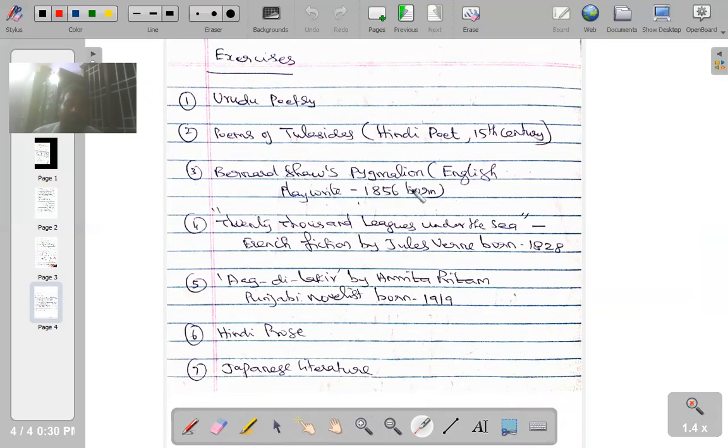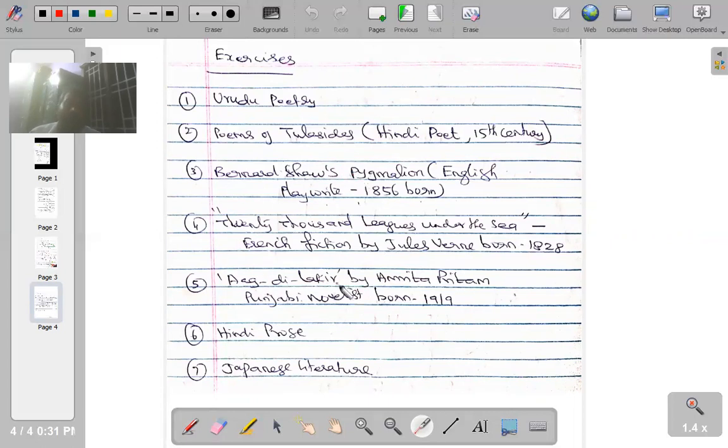Then Bernard Shaw's Pygmalion. It is English literature. Pygmalion is a drama. The year of birth of the author is 1856. Then 20,000 Leagues Under the Sea is a fiction written by Jules Verne, who was born in 1828. So we know the language. It is a French fiction. It is written by an author who was born in 1828. The name of the book is 20,000 Leagues Under the Sea, and the first letter is T. Here the first letter is Pygmalion, P.